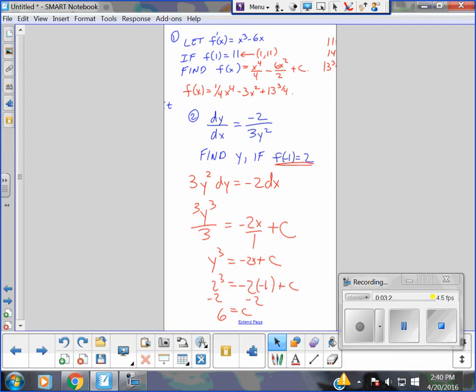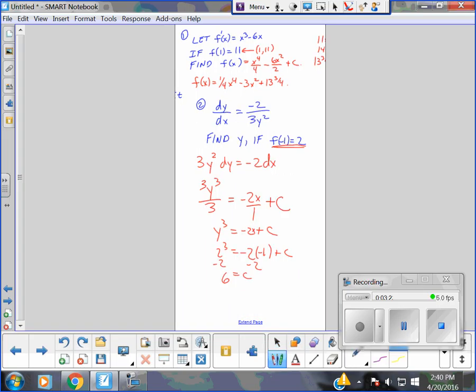All right? So I got all the steps. All I really need to do now is write this as an equation. Y cubed equals negative 2x plus 6. But that's not y.